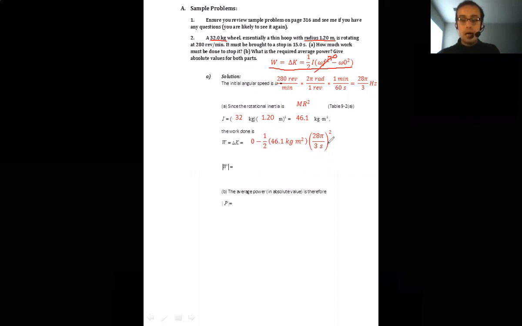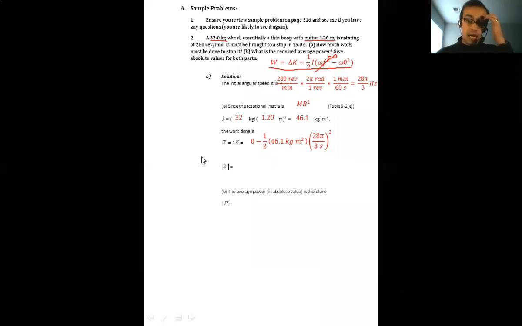times the radius, times the angular velocity, omega naught squared, and that's 28 pi over 3 seconds. And we have that whole quantity squared. So we know that the work done has to be 1.98 times 10 to the 4th joules.